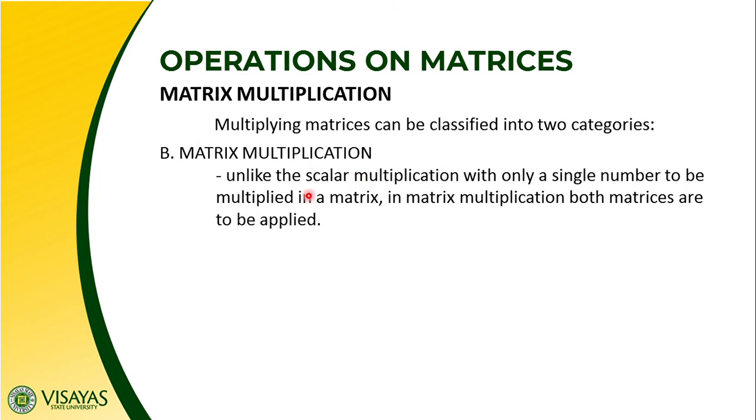So just take note that this should be a square matrix, a 3 by 3, 4 by 4, and 5 by 5. So 3 by 3 multiplied by a 3 by 3 matrix, that's it. So here, based on its definition, unlike scalar multiplication with only a single number to be multiplied in a matrix, in matrix multiplication, both matrices are to be applied. So here, for instance, given here 2 by 2 matrix, matrix A and B. So for A, it contains elements 0, 1, negative 1, 2. And for matrix B, we have here containing elements 6, 2, 5, negative 3.